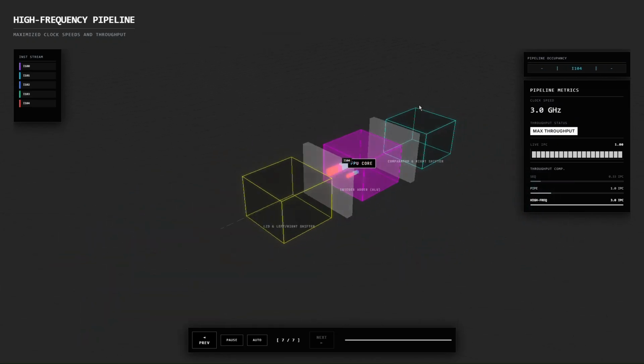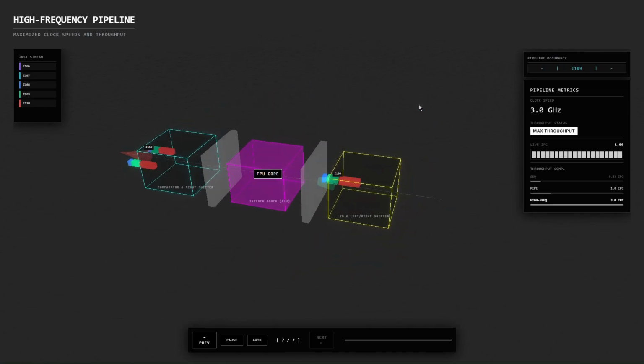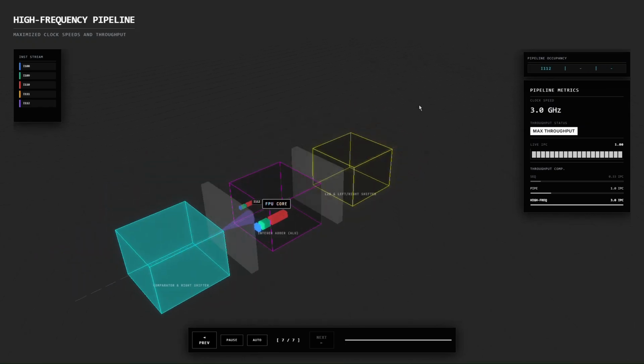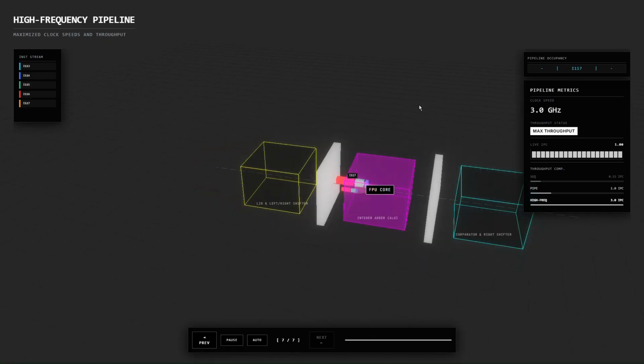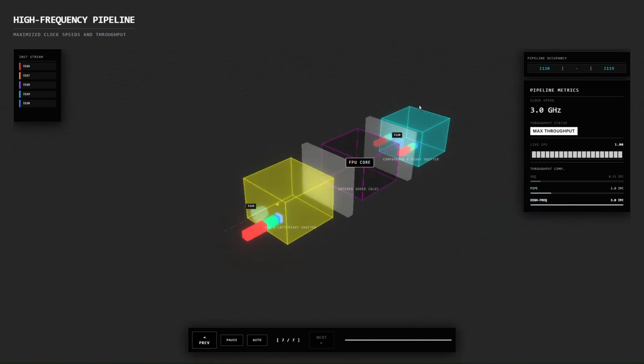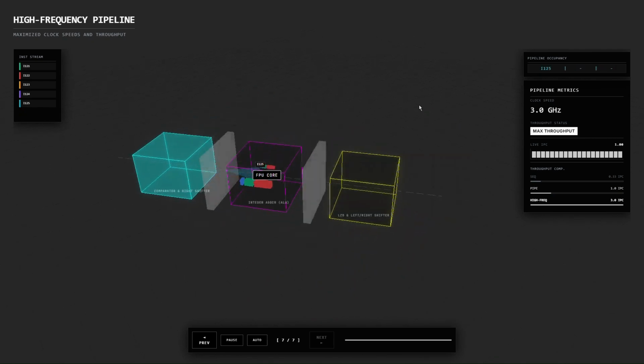And that is a wrap on the floating point addition pipeline. Three stages: align, add, normalize. IEEE 754 under the hood, pipelining to get from 0.33 IPC to 3 gigahertz throughput. Data hazards and bubbles when things get messy.